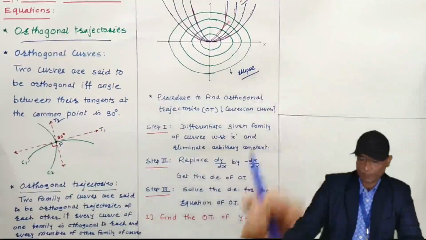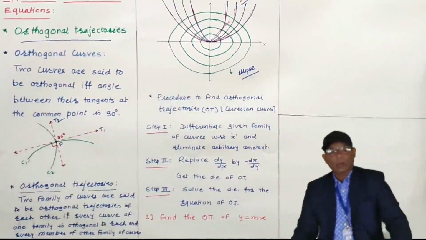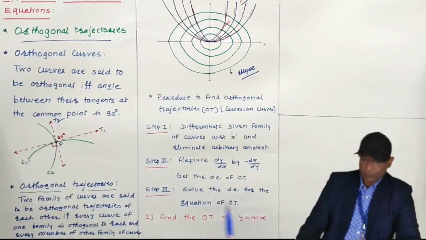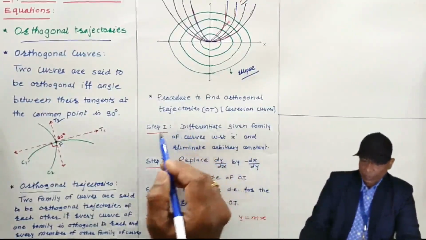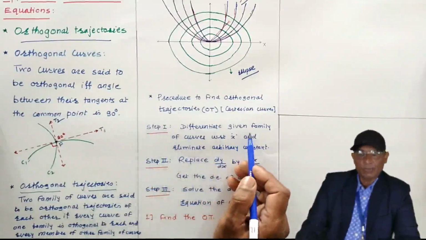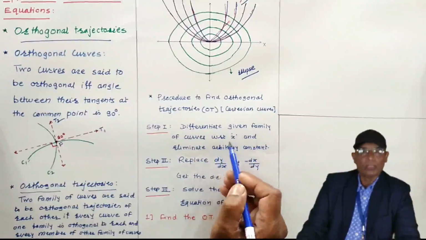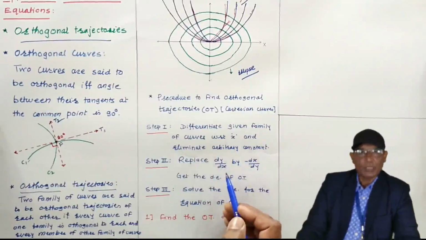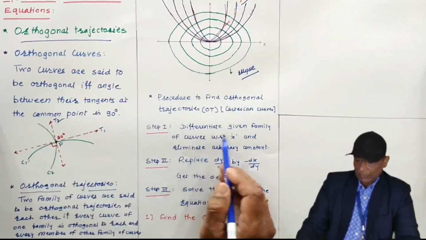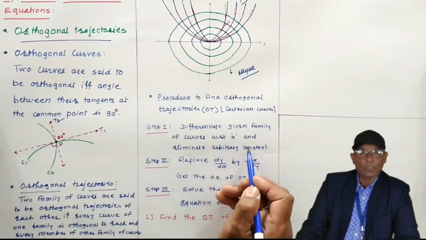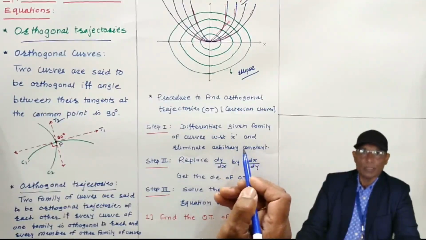Now, how do we find the orthogonal trajectories of a curve when the family of curves is given? The procedure I have written. In the first step, differentiate the given family of curves with respect to x, or you may differentiate with respect to y also. If you differentiate with respect to y, then you have to make corresponding changes. Differentiate the given family of curves with respect to x and eliminate the arbitrary constant present in the family of curves.